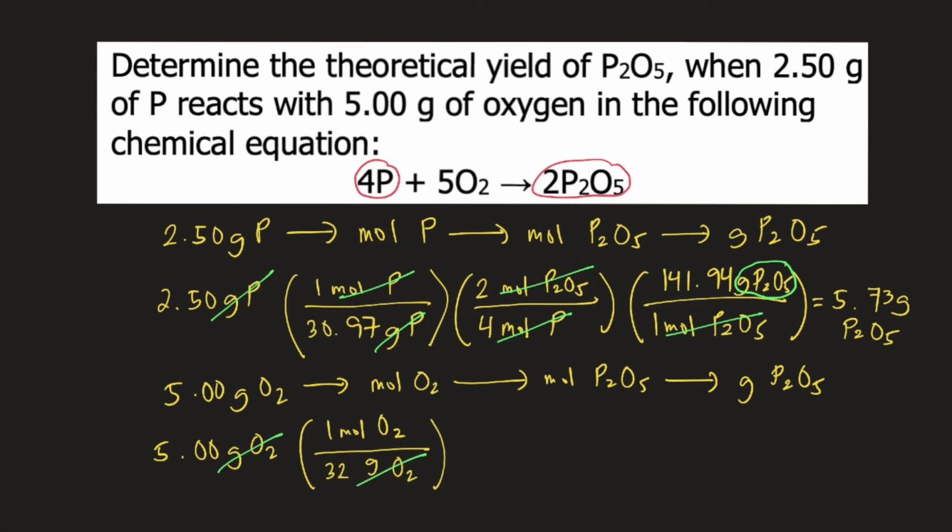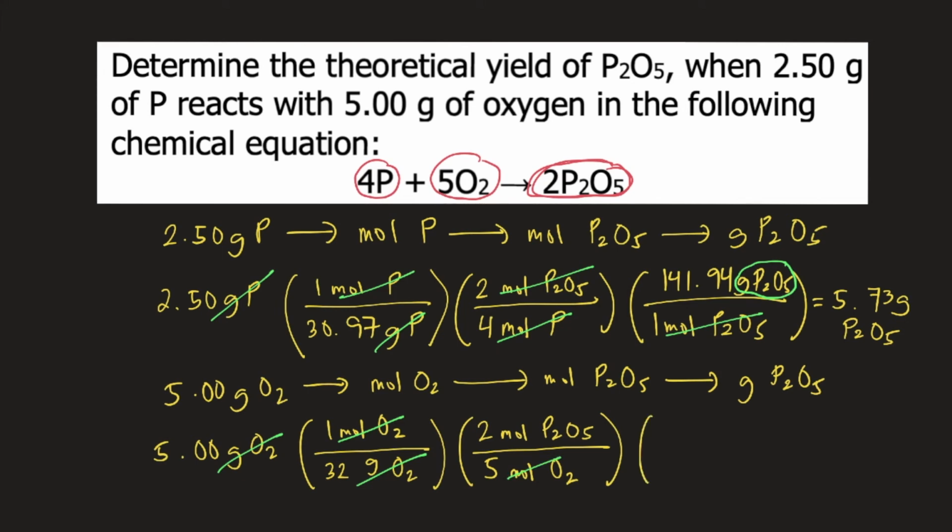Then look at the balanced equation. It says that 5 moles of O2 forms 2 moles of P2O5. So we put that into the equation. 5 moles of O2 forms 2 moles of P2O5. So the moles of O2 will cancel. We have moles of P2O5.